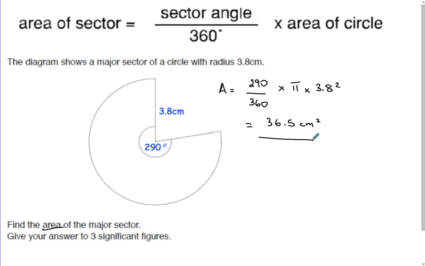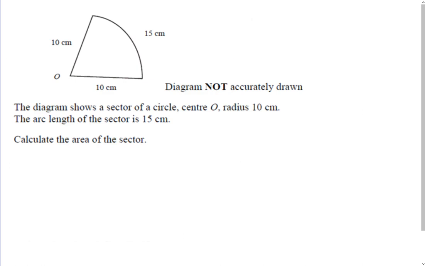Let's do some more interesting questions. Again, calculate the area of the sector. The diagram shows a sector of a circle, center O, radius 10, the arc length 15. So this time they've given us the arc length, but we don't have the angle. So we've got to find that first.